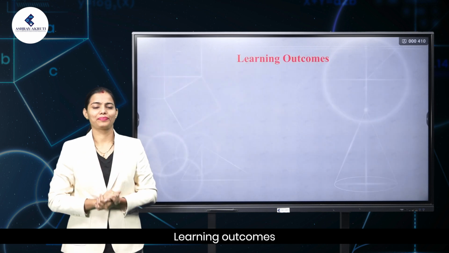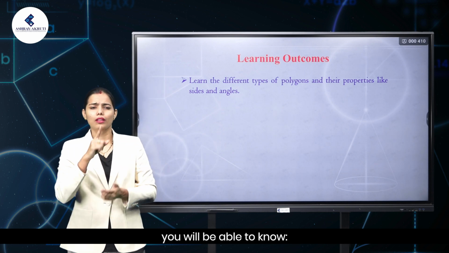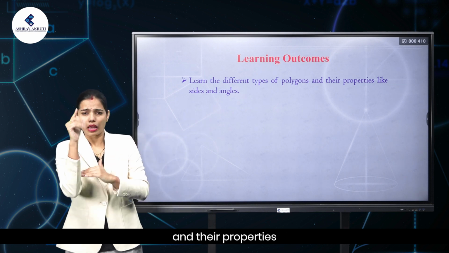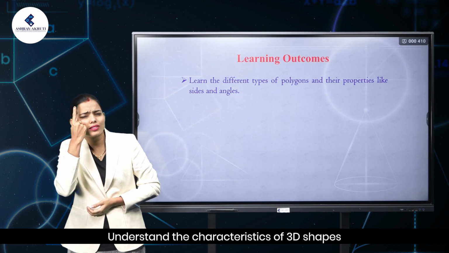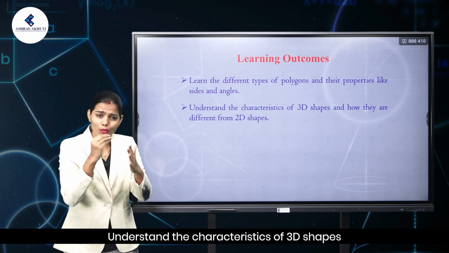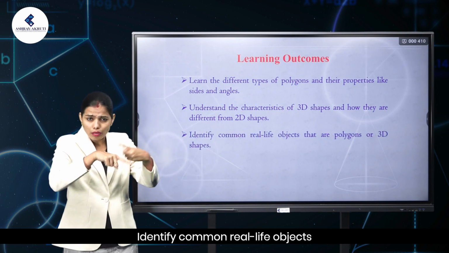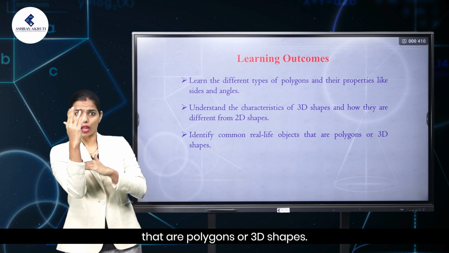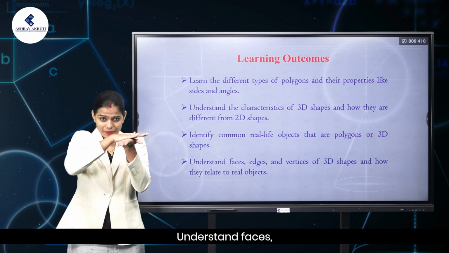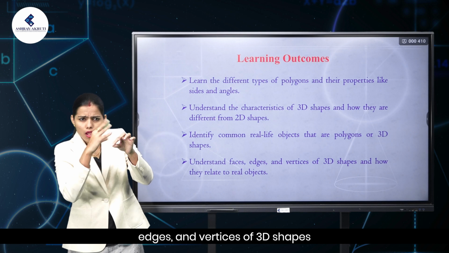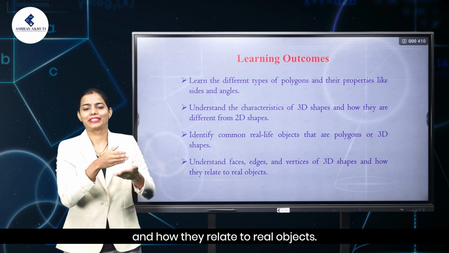Learning outcomes. After the completion of this lesson, you will be able to learn the different types of polygons and their properties like sides and angles. Understand the characteristics of 3D shapes and how they are different from 2D shapes. Identify common real-life objects that are polygons or 3D shaped. Understand faces, edges, and vertices of 3D shapes and how they relate to real objects.